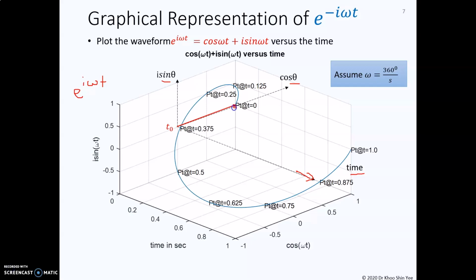At time equal to 0, you obtain the point to be here. At time equal to 0.375, you obtain the point to be here. At time equal to 0.5, you obtain the point to be here. Time equal to 0.625, you obtain the point to be here. Then at time equal to 1, you obtain the point here. Since we assume that our omega equals 360 degrees per second, that means this curve will rotate for one cycle in 1 second.